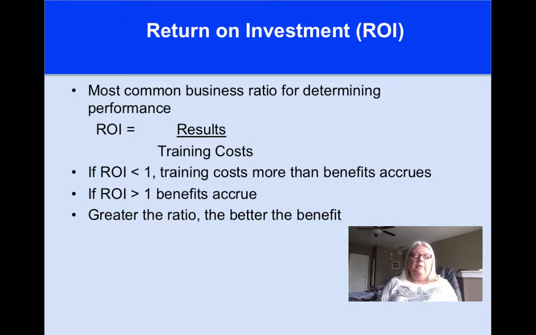Okay, so if the number is less than 1, that means that the training costs more than the benefits accrued. So that's not really a very good thing. If the ROI is greater than 1, it means there was some benefit. In other words, we got more out of it dollar-wise than we put into it. So the greater the ratio, the better the benefit.